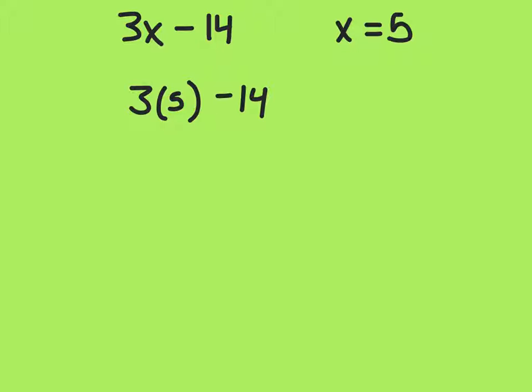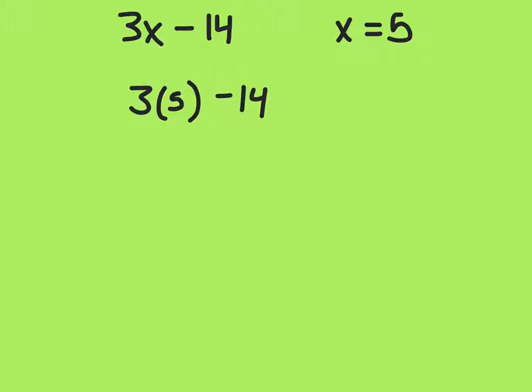In case you didn't know, or if you're not used to seeing this, when you see a variable right by a number, that means that it's going to be multiplied. So you read this 3 times x minus 14. So the reason why when you substitute for the variable, you put it in parentheses, is just so that way you and I know that we're multiplying. So you can read this the same way. 3 times 5 minus 14.